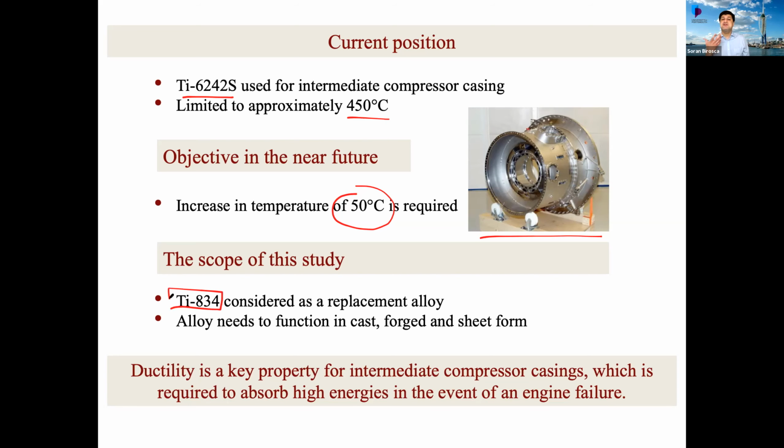Is it an actual replacement for titanium 6242S, and is the material functioning better? So now the main issue for a titanium alloy to be used in this large part is a ductility issue, and that's what we were focusing on.